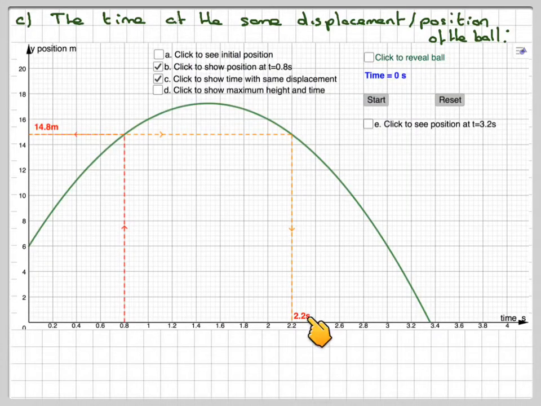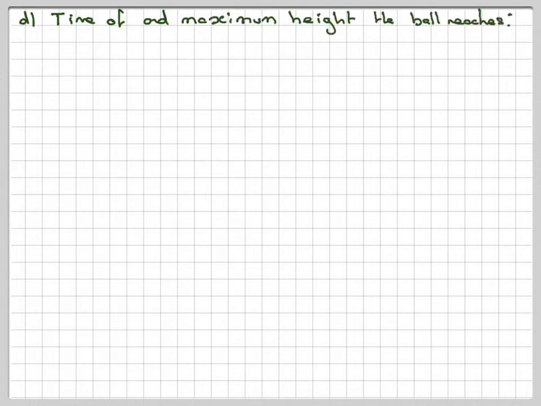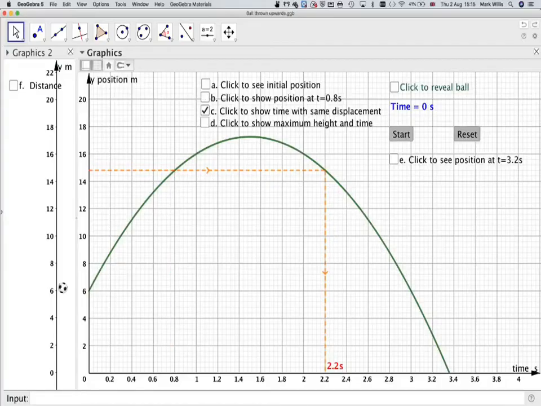So this particular point here, the time will be equal to 2.2 seconds. Part D: the time of the maximum height of the ball, and the maximum height the ball reaches. Going to our GeoGebra applet, just get rid of these to begin with. The maximum height will be the maximum point on the graph, which happens to be here.